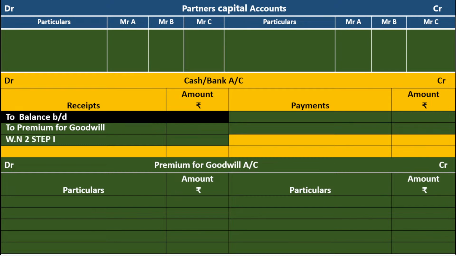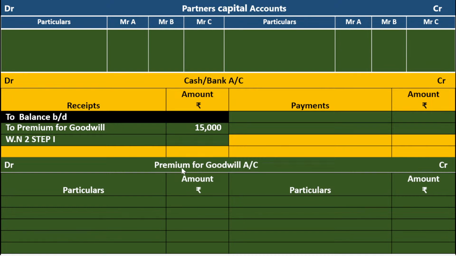As per working note number 1, working note number 2, step number 1. From that journal entry, what is the goodwill amount? 15,000. Okay. Next, when you are writing the premium for goodwill account, when you read the entry in an activized manner, cash or bank account debit to premium for goodwill account. So cash account is debited, that's why I have written on the debit side. But premium for goodwill account is credited.